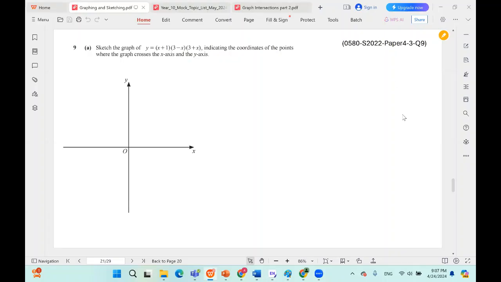In this question, we're told to sketch the graph of y equals (x + 1)(3 - x)(3 + x), indicating the coordinates of the points where the graph crosses the x-axis and the y-axis. So I would recommend you to start with the axes. So for the x-axis, we know that y equals 0. So we have x + 1 equals 0, so x equals -1. 3 - x equals 0, so x equals 3. And 3 + x equals 0.